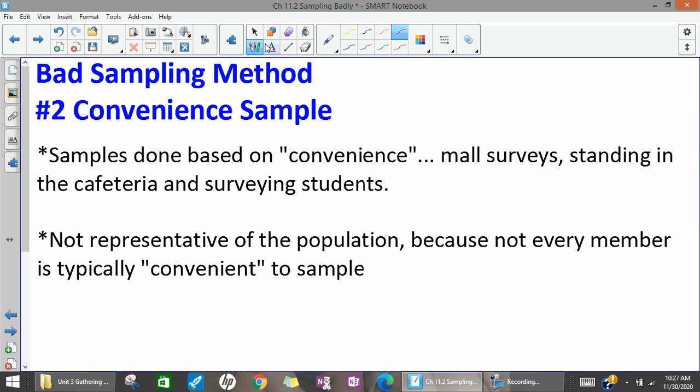In the example of standing in the second floor cafeteria, we know that there's a first floor cafeteria, so we'd be missing those students. There are students who don't go to lunch at all because they go to the library or they like to sit and eat in a teacher's classroom. So we're not getting a representation of everybody in the school, especially because where you eat lunch might be based on some sort of important characteristic that we'd be interested in. And so being able to get a good sample is usually not convenient, and so a convenience sample is a bad way to sample.